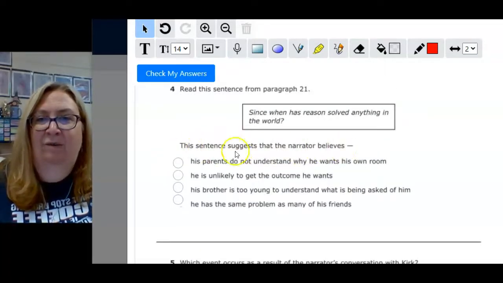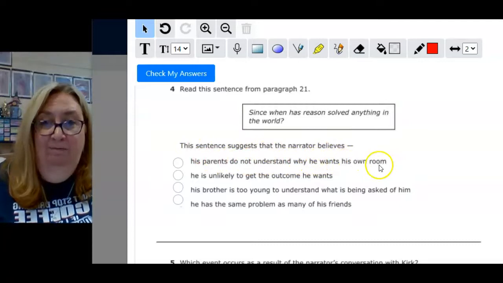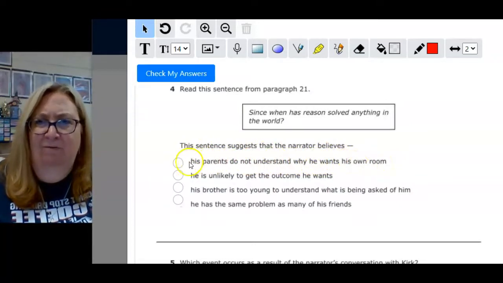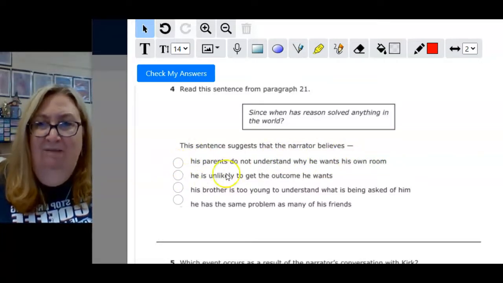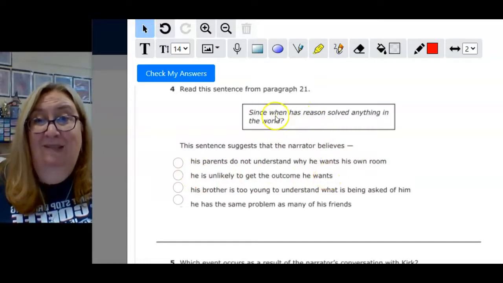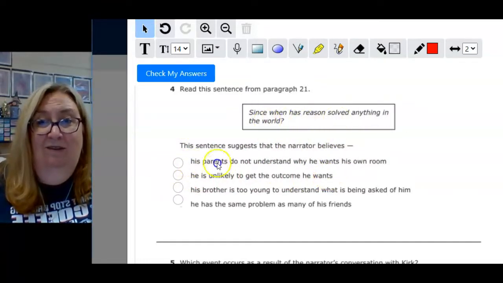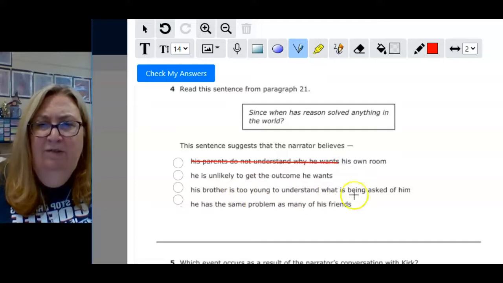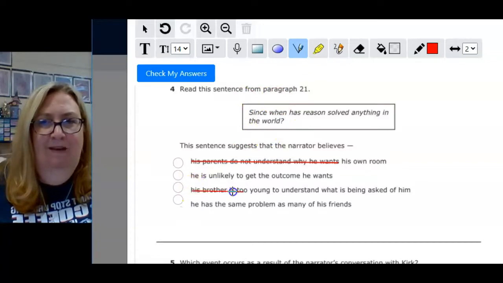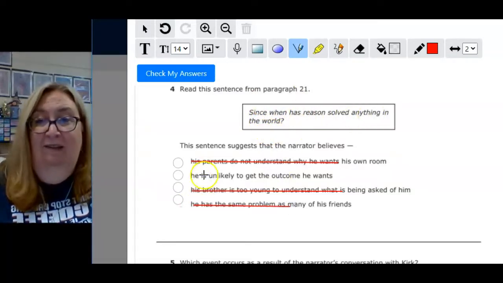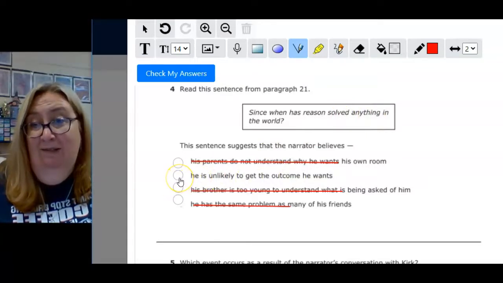The sentence suggests that the narrator believes his parents do not understand why he wants his own room. I think his parents understand why. They just don't know how to give it to them and make everybody happy. The sentence suggests the narrator believes that he is unlikely to get the outcome he wants. Since when has reason solved anything? I like that answer. I don't like this answer. His brother is too young to understand what is being asked of him. Does this talk about his age? It does not. He has the same problem as many of his friends. It also doesn't talk about other children having this problem. So, since when has reason solved anything means he is unlikely to get the outcome that he wants.